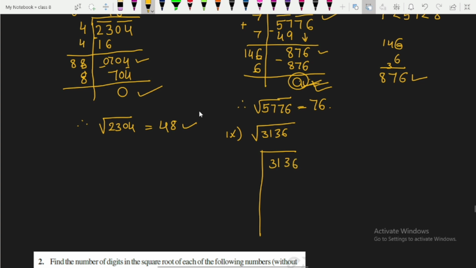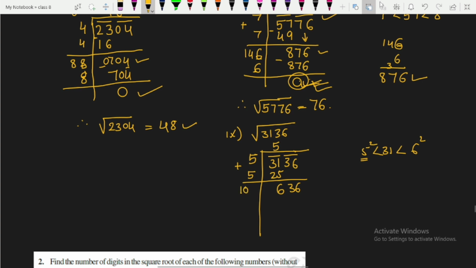First step is what we have to do, we have to put the bars. Then you have to find the 31. It lies between which two square numbers, that is 5 square and 6 square. So you have to choose the lesser perfect square number, that is 5 square, so write 5 here and 5 here also, and that 5 here also. 5 fives are 25. If you subtract 31 minus 25, that is 6, and next you are going to take the next pair, that is 36, you are going to take down, and here you are going to add these two numbers, that is 10.